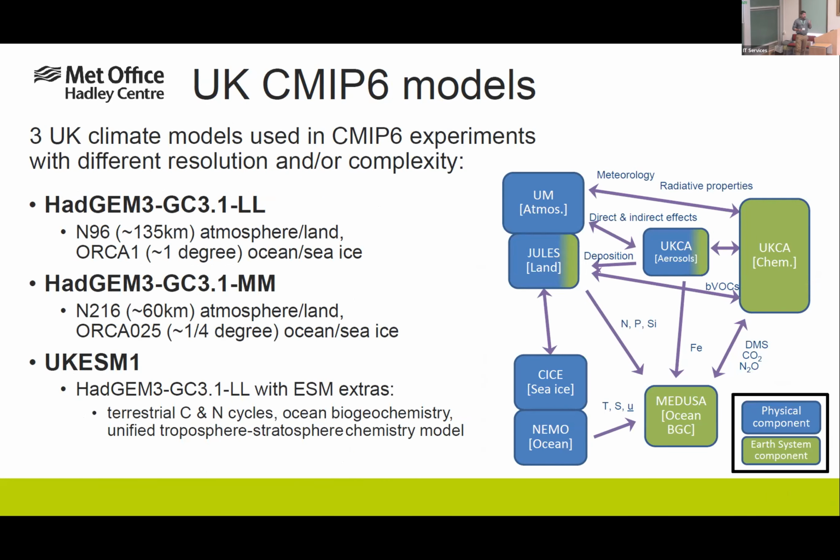And then there are models. There's a lot of processes in the model that unfortunately for us are not cheap. In the UK, we ran 3 models for CMIP6, 2 different resolutions and 2 different complexities. So low and medium resolution, and then this is the low resolution with all the Earth system processes as well. I'm not going to talk about HighResMIP. There's at least another 6 different resolutions that we ran for HighResMIP.